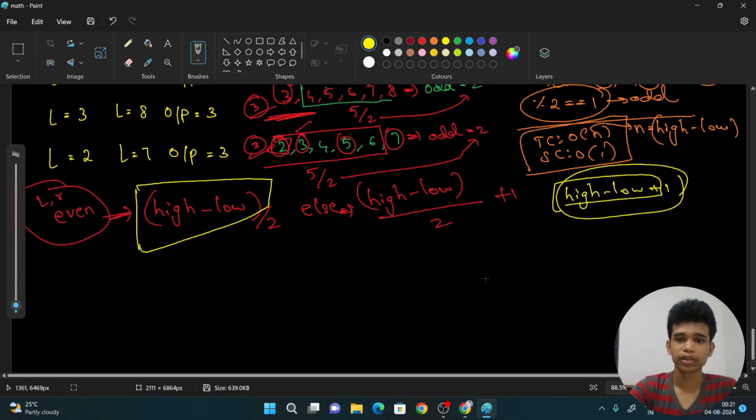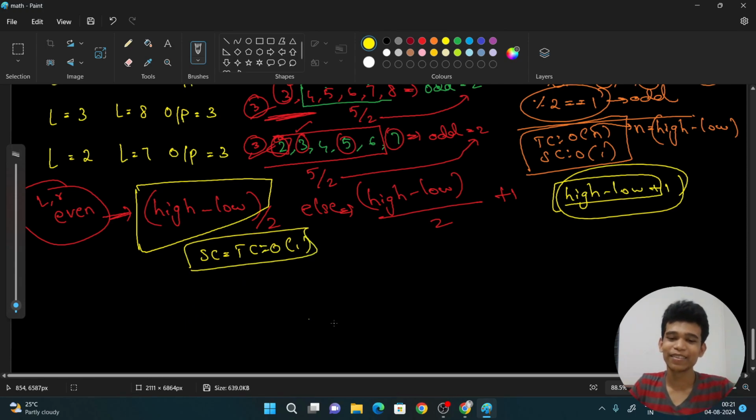Now, what is the time complexity and space complexity for the solution? I can say my time complexity is O of 1 and space complexity is also O of 1. So it is a basic math problem. It is very easy, right?